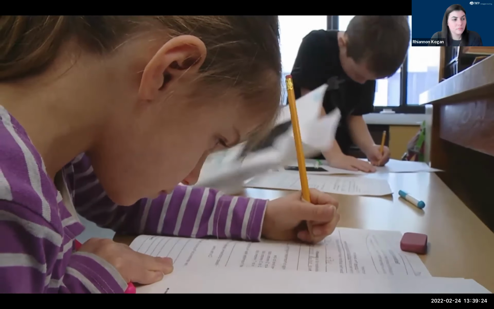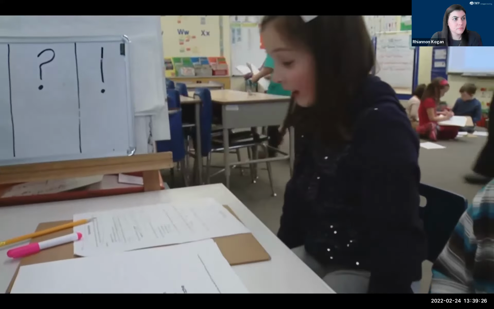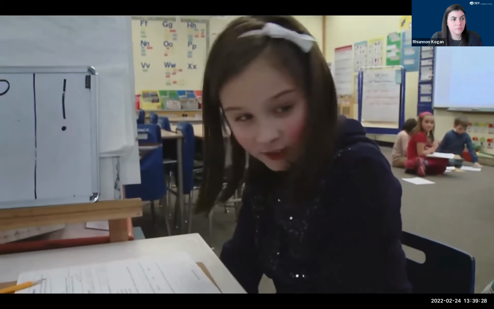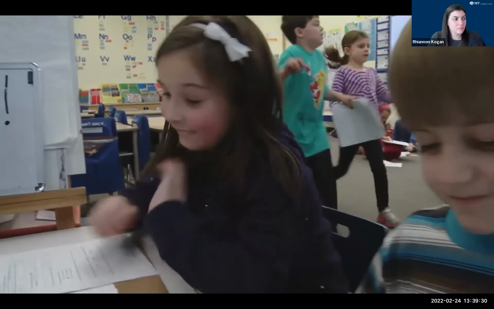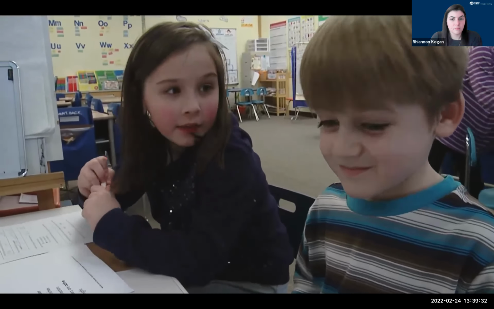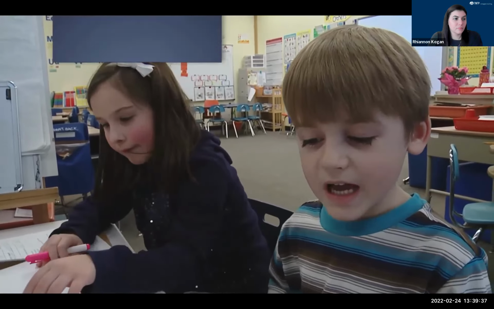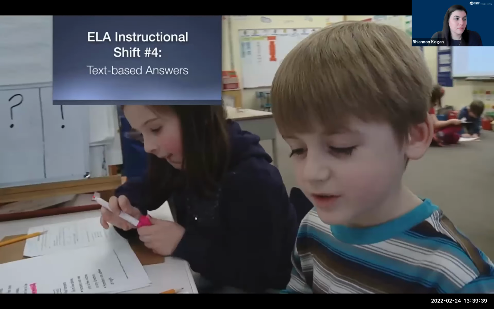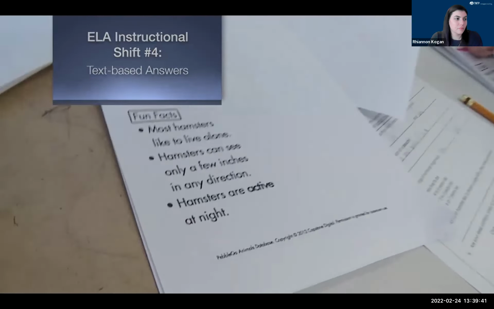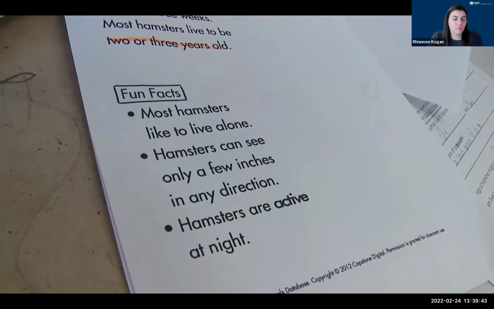Would a pet hamster like to share a cage with other hamsters? No. But where would we find that though? Right here. Most hamsters like to live alone. Okay. Yes, most hamsters like to live alone.